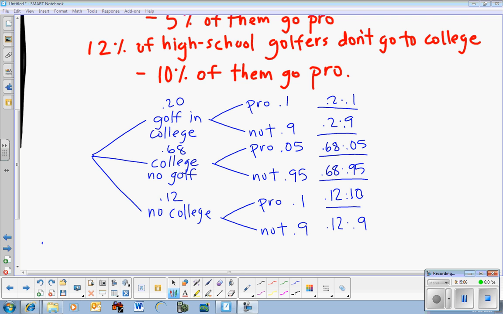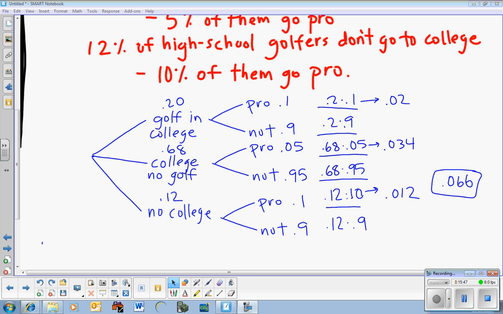So if I want to know what's the probability that a high school golfer makes it to the pros, I add up all the ones that make that happen. So .02 is my top one. College but didn't play and then go pro, let's see, that I believe is .034. Let's see, that 10% of 68% would be 6.8, half of that's 3.4, and then .012 down here. Those are the three branches of the tree that ended up with the professional golfer. Let's see, those add up to 0.0666, I think. So there's a 6.6% chance that a high school golfer makes it.